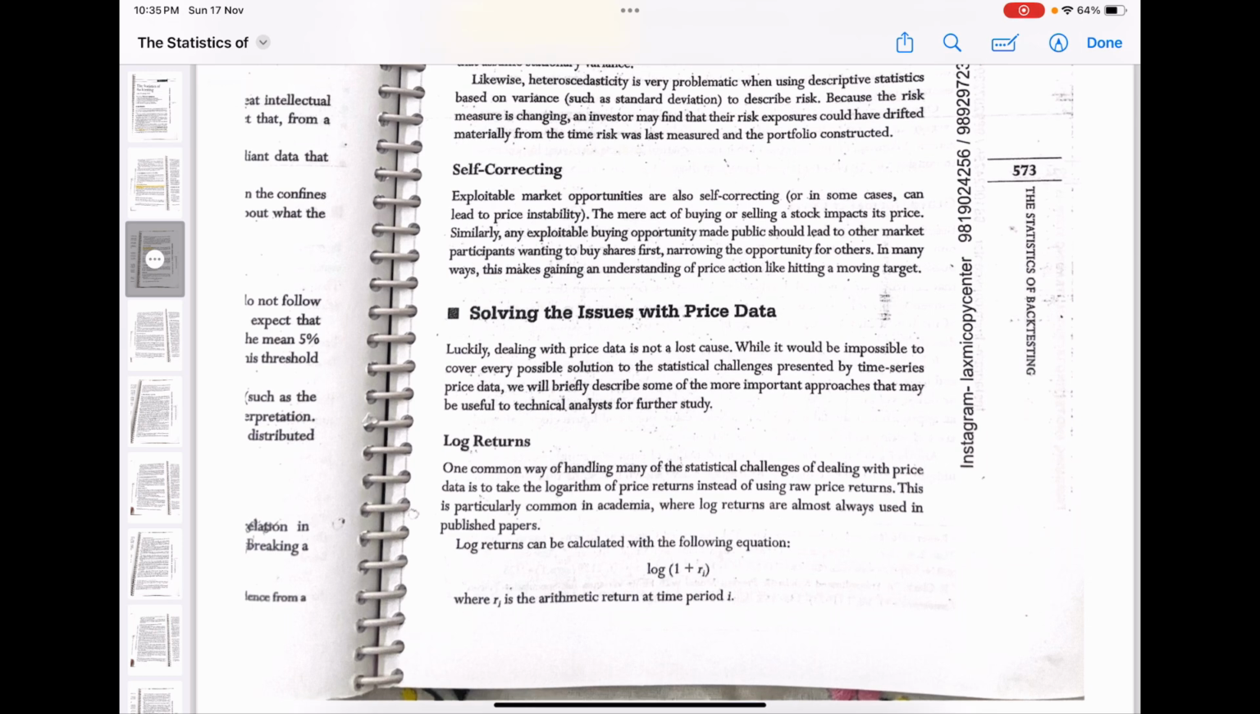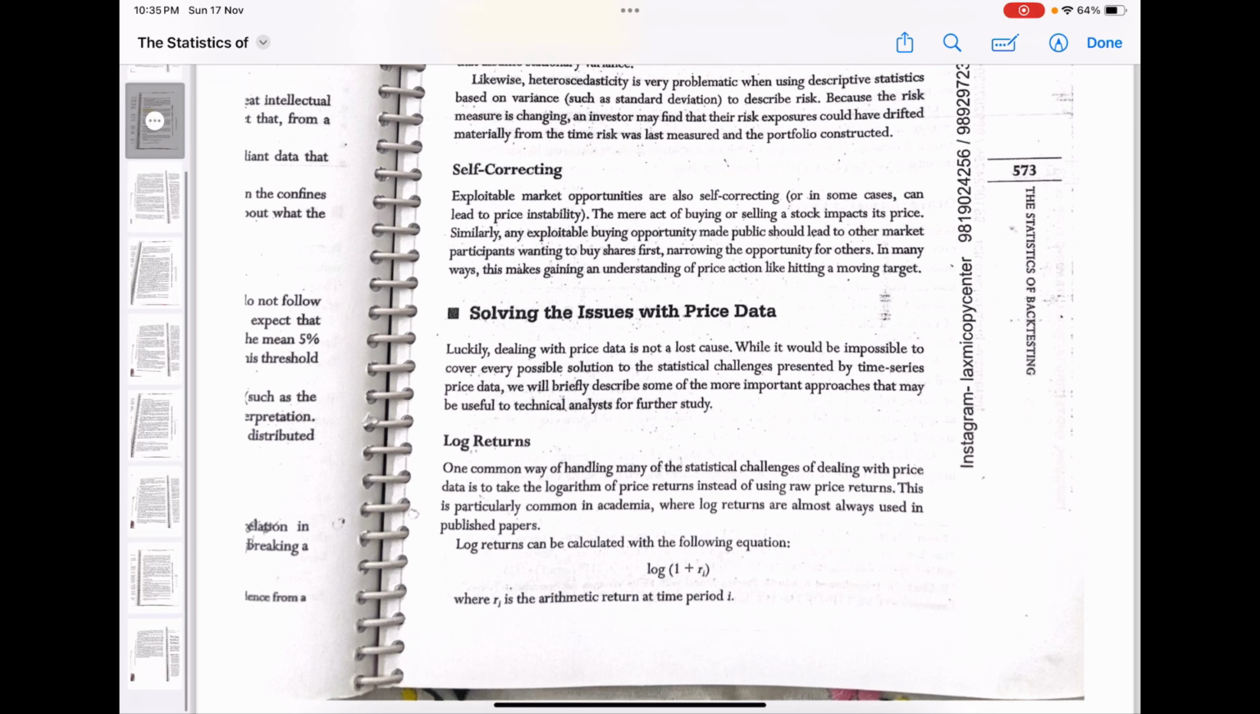Then we have self-correcting. Now, what is self-correcting? Exploitable market opportunities are also self-correcting. The mere act of buying or selling a stock impacts its price. Similarly, any exploitable buying opportunities made public should lead to other market participants wanting to buy shares first, narrowing the opportunity for others. In many ways, this makes gaining an understanding of price action like hitting a moving target. So, everything is self-correcting, right? Buying and selling, everything basically impacts the market.